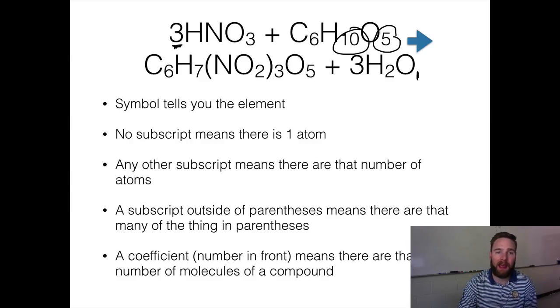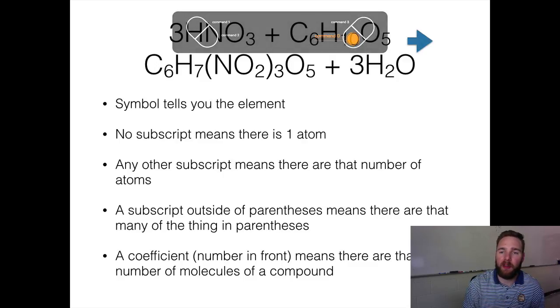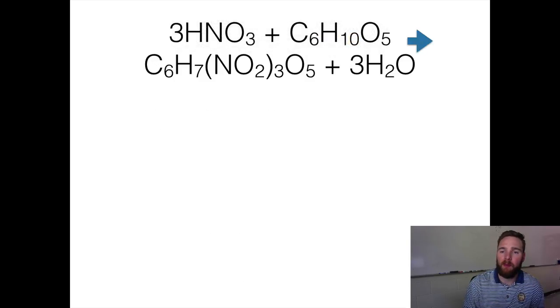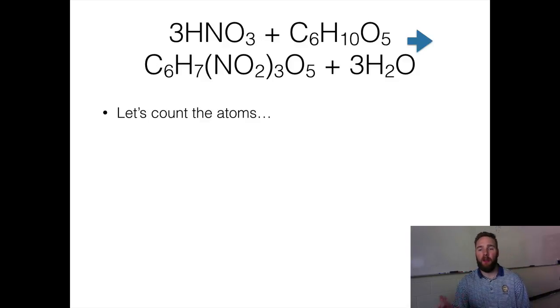That's important. And then a math term that we'll use in chemistry a good bit this year is coefficient. So that number in front of the compound means that there are that number of molecules of a compound. So what does that mean? Let's actually look at water right here. So that tells me that there are 3 waters. Whatever's in front of that 3 means that there are that many of that number. So those are the rules.